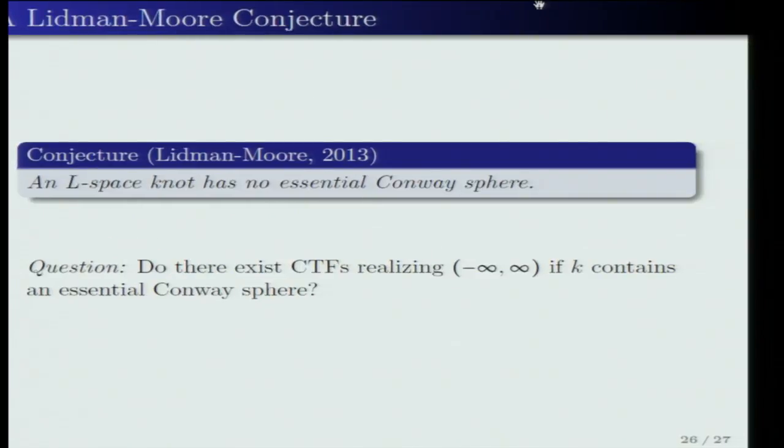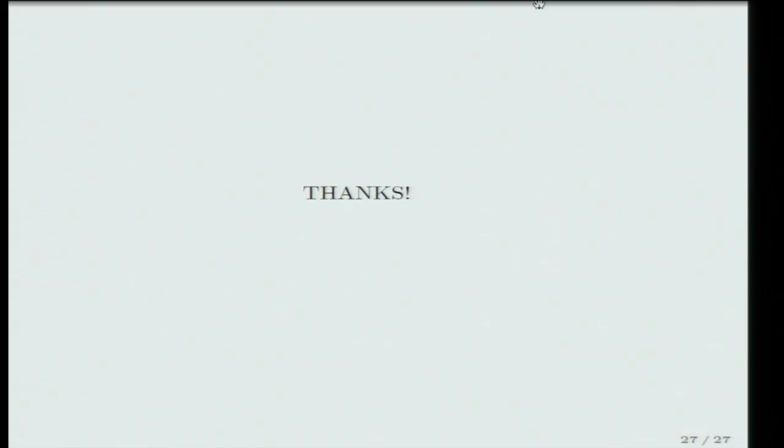Okay, and I decided that no talk at this conference was complete without a Liebman result. So here we have a conjecture by Liebman and Moore that an L-space knot has no essential Conway sphere. And so it's a very natural question to ask: are there coorientable taut foliations realizing minus infinity to infinity if K contains an essential Conway sphere? And initially this feels really, really close to something that Delman's construction should work for. But we don't know how to use this. And thanks.